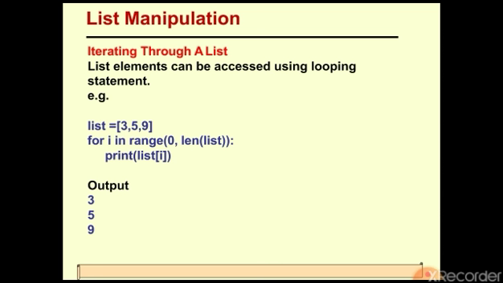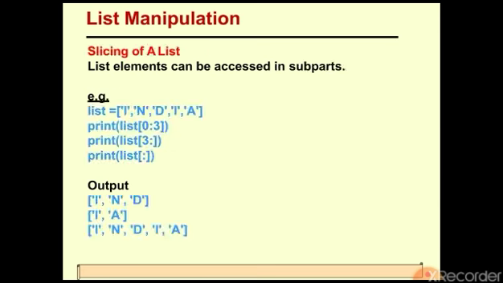So here there are three values. What is the range here? Here len(list) will be 3, so the range is 0 comma 3. 0 comma 3 means i will take the values 0, 1 and 2. The 0 index means 3, the 1 index means 5 and the second index means 9. So here you can see the output is given. It is very simple to understand also.